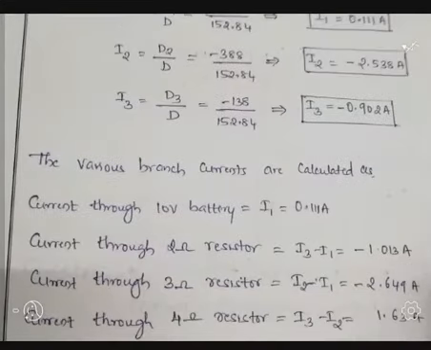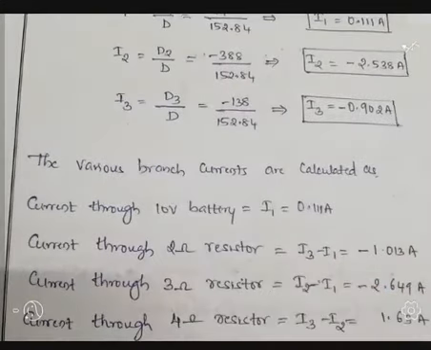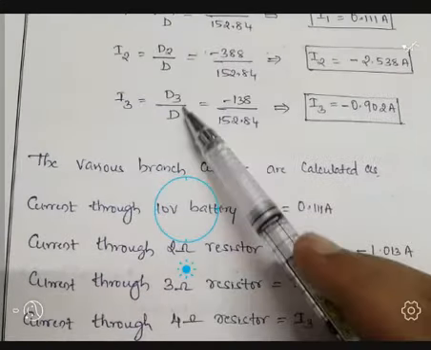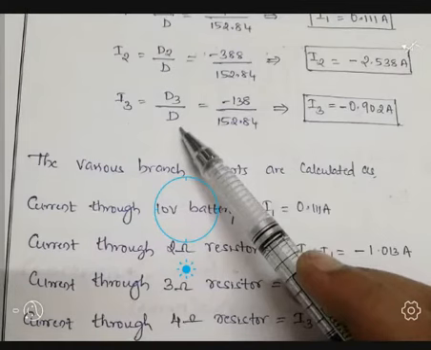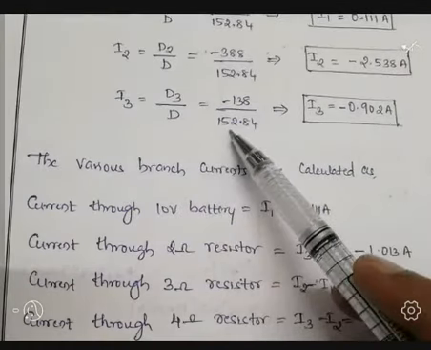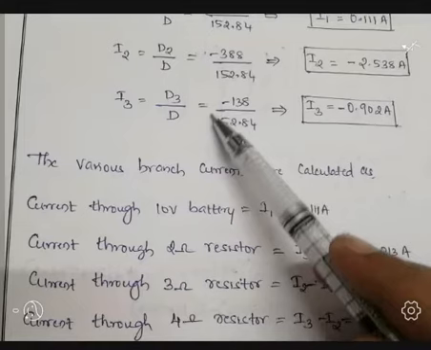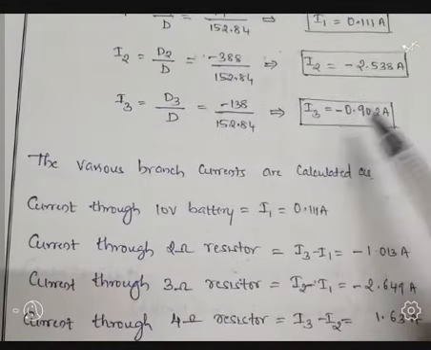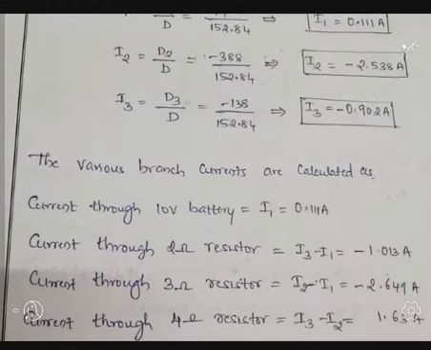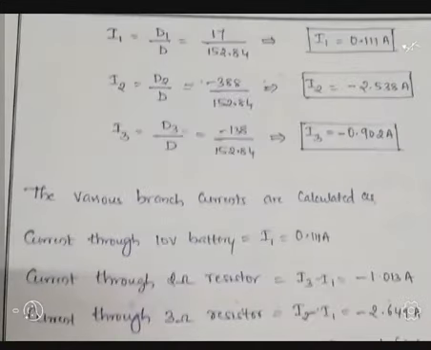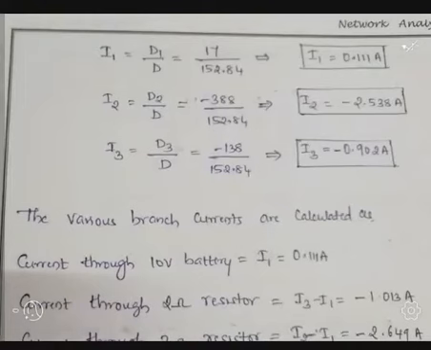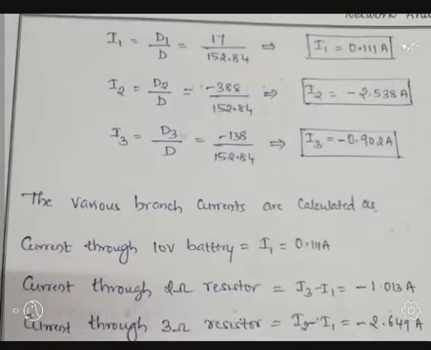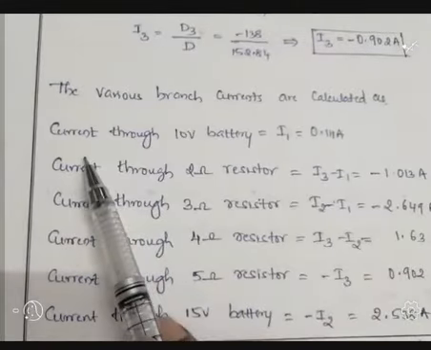Similarly, the last loop current, I3. I3 equal to d3 by d, that is d3 is minus 138 divided by 152.84. Do the simplification. Answer is I3 equal to minus 0.902 amperes. So I1, I2, I3 are the loop currents. So we calculated all the loop currents. Next, what are we left with? Calculation of branch currents.